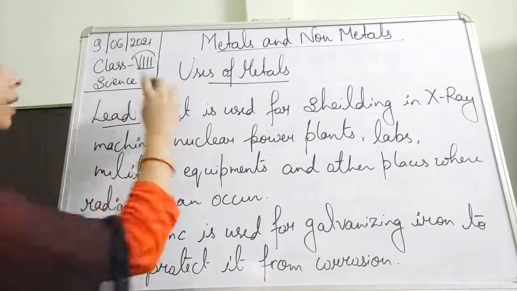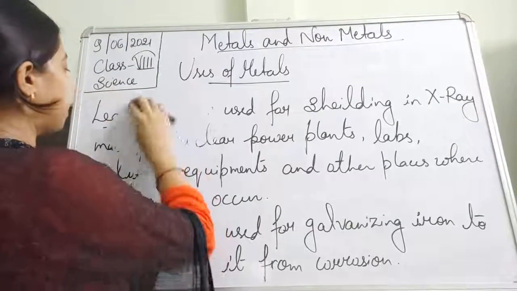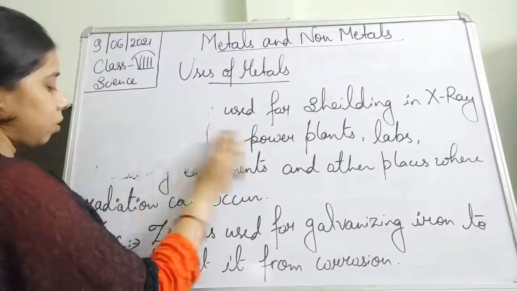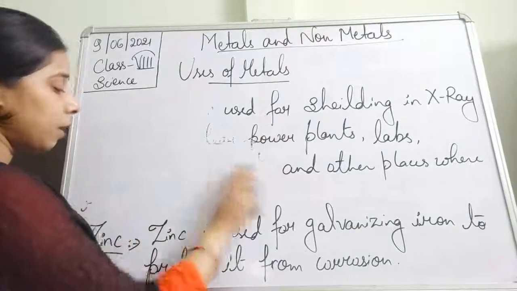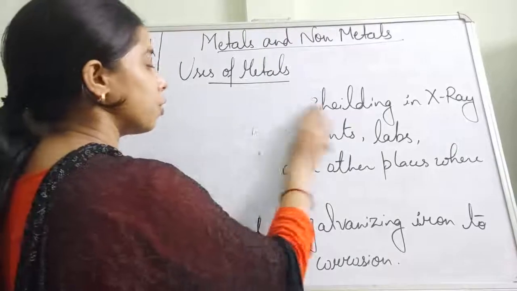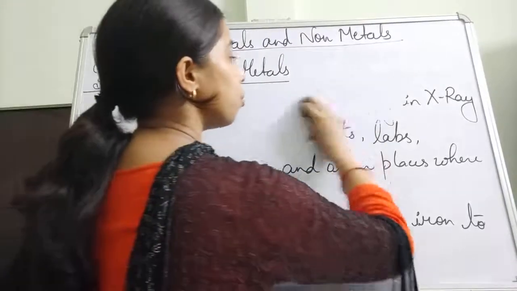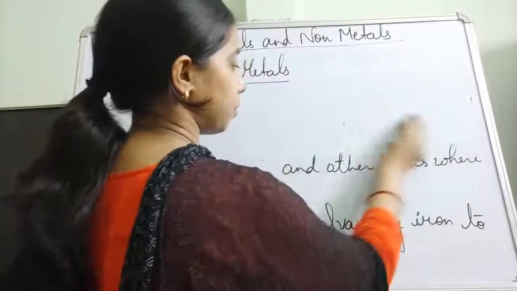Next one is mercury. How is mercury used? Mercury is also a metal. We know that it is very sensitive to temperature, so it is used in thermometers.